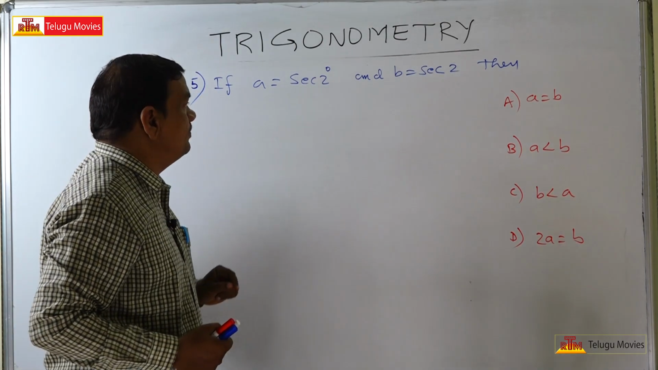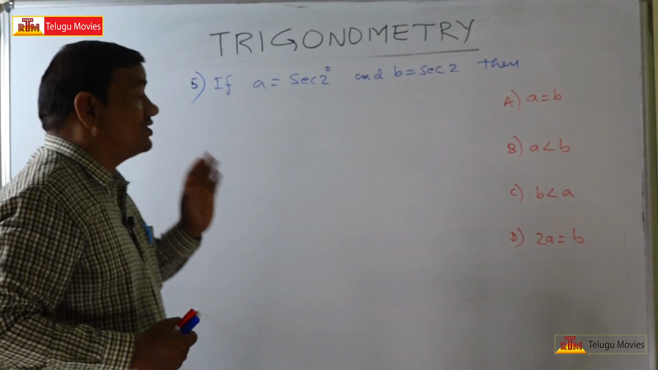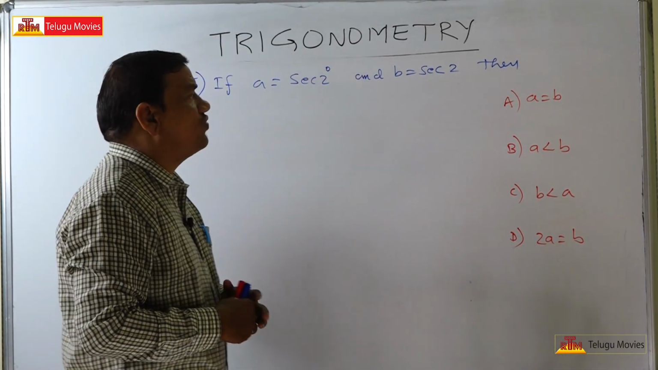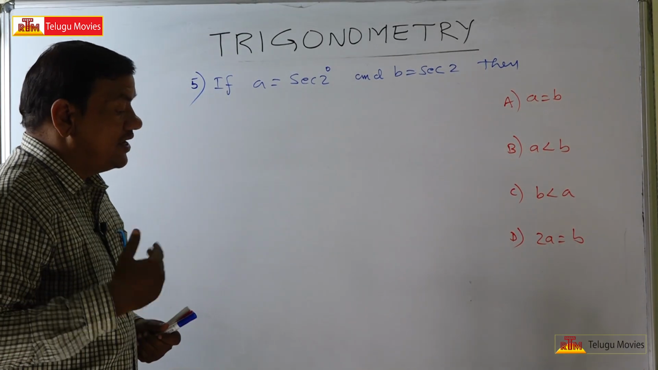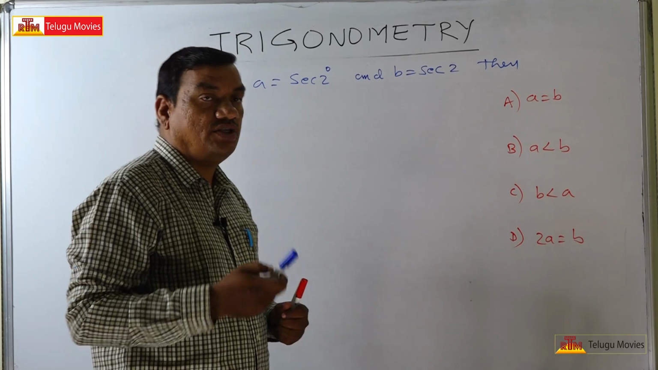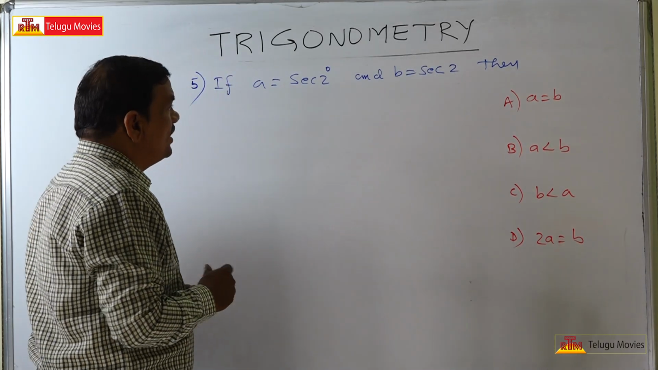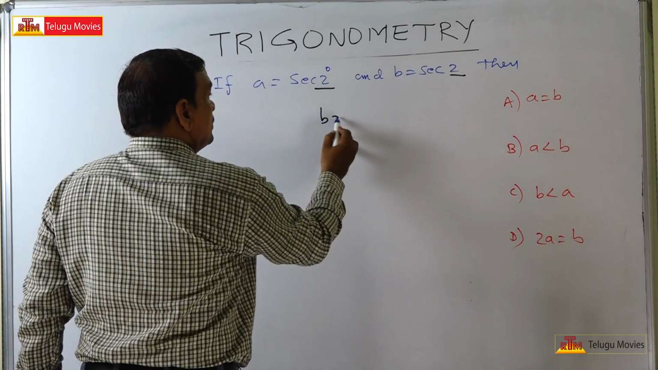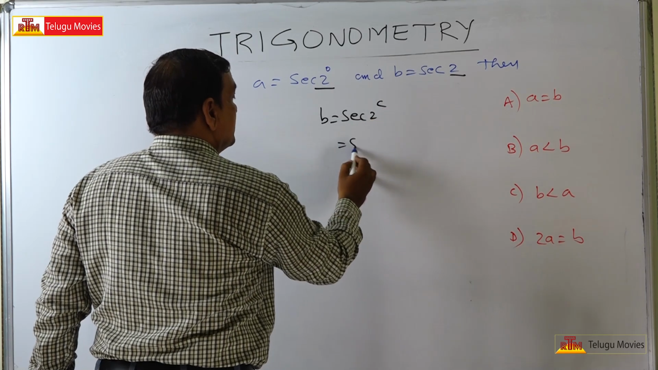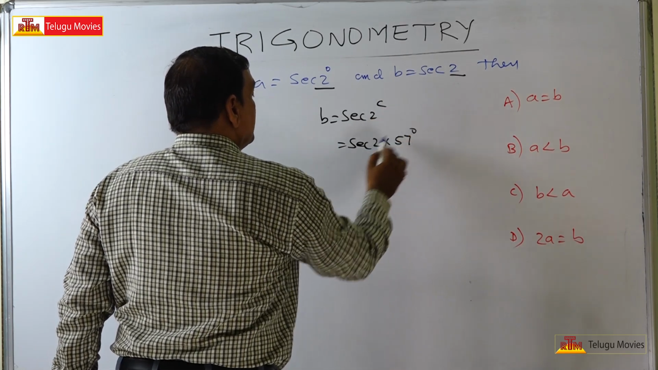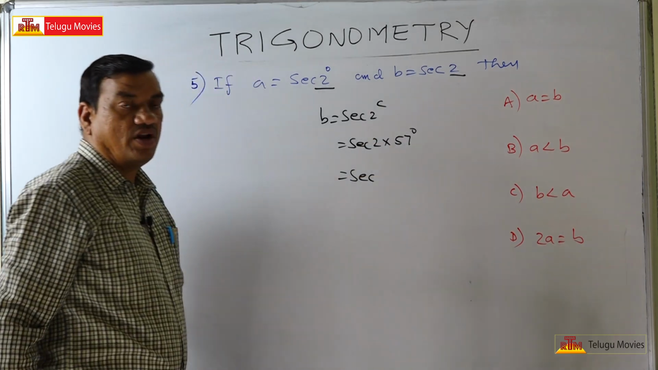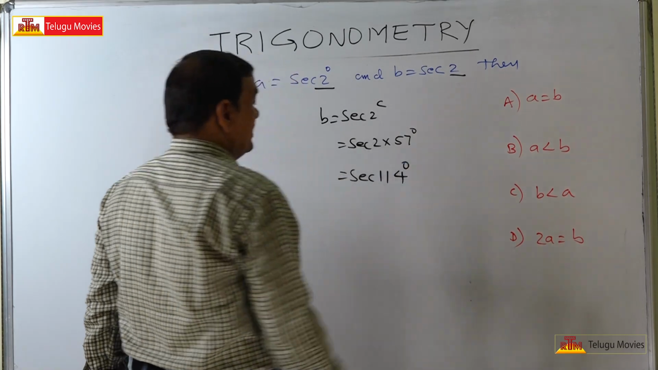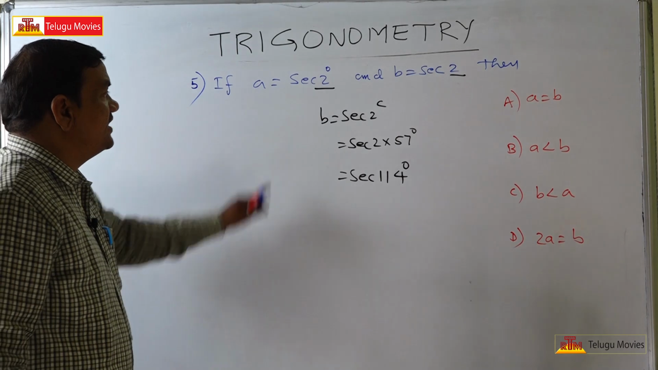Welcome to the fifth problem. If A is equal to secant 2 degrees and B is equal to secant 2, then which of the following is true? That is, A is equal to B, A less than B, B less than A, or 2A is equal to B. It is clear that A is secant 2 degrees, but here B is secant 2, which means 2 radians. That is secant 2 into 57 degrees, as an approximate value. 1 radian is equal to 57 degrees, so this is equal to 114 degrees. B is secant 114 degrees, and A is secant 2 degrees.